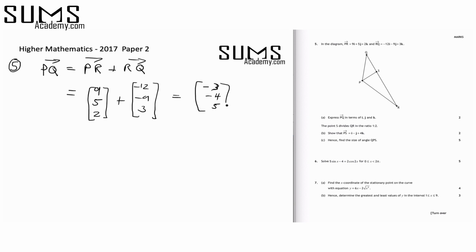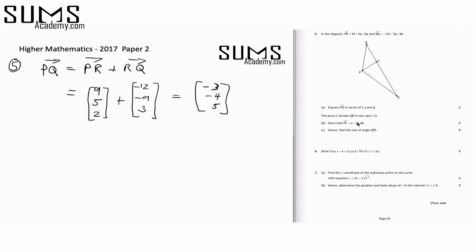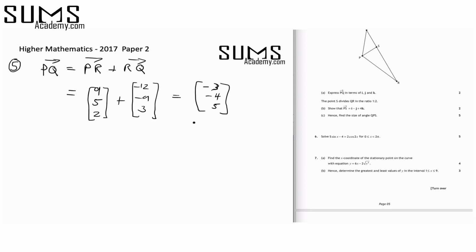Okay. This isn't the final answer because they want us to write it in terms of i, j, and k. So then you need to rewrite it down here and say is equal to minus 3i minus 4j plus 5k. And that's your final answer there. So you get 1 mark for, I imagine, identifying the pathway, and then you get your 2nd mark for stating this in the correct form.